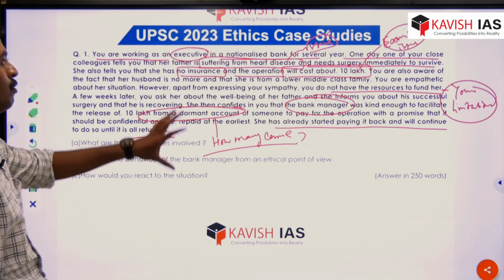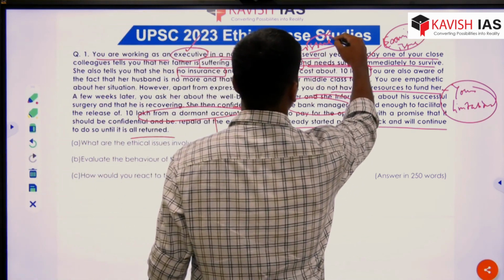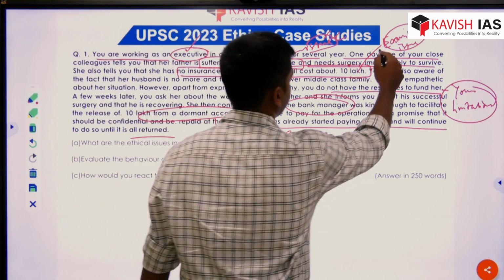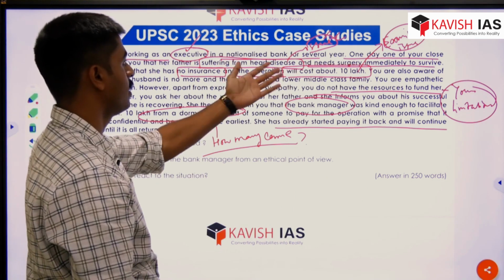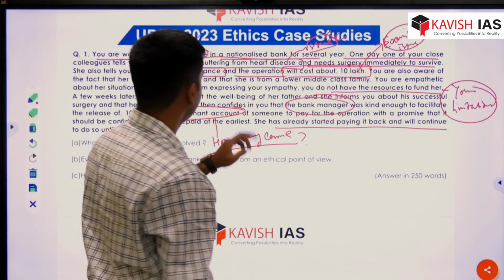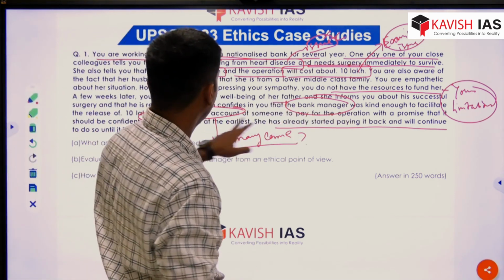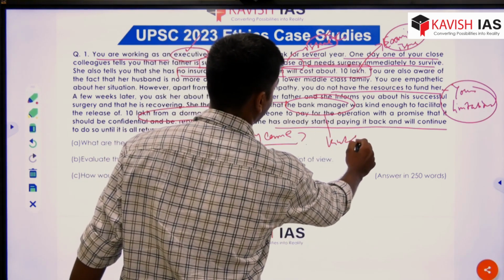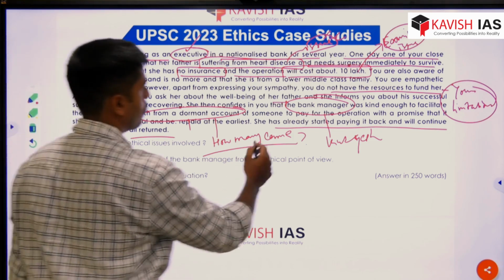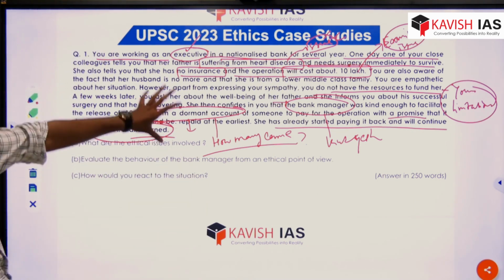So here we have gathered some of the aspects of this case study. First is who you are, then the issue that your colleague's father is suffering from heart disease, then the economic aspect to it, that she has an economic crunch in undertaking this operation. Then comes how she has been able to get the funds through this bank manager's kind gesture, and from where the money has come, from this dormant account. Okay, and she is returning this money. So these are the facets of this case study.